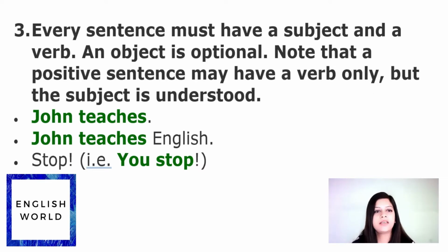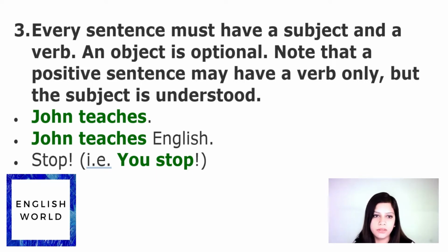The third rule is every sentence must have a subject and a verb. An object is optional. As I have just told you, the object is also a noun, but it is not necessary to include an object in every sentence. We can simply make a sentence with just a subject and a verb, or just a verb. It is understood who the subject is. You can read this again. Every sentence must have a subject and a verb.